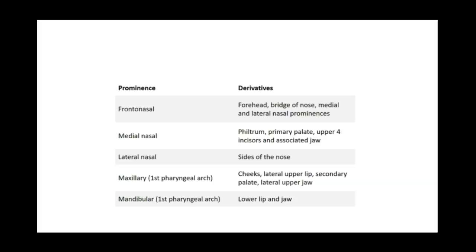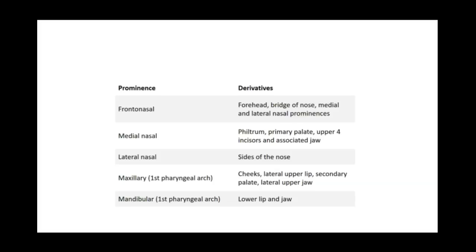The maxillary process is going to give rise to two folds on the sides of the tongue. The tongue is at a higher level, which then descends down, and these vertical folds then ascend upwards and meet as your secondary palate. That is contributed by this maxillary process and the lateral part of the upper jaw. So all this is by the maxillary process. And then you have the mandibular process, which gives rise to the lower lip and the lower jaw.